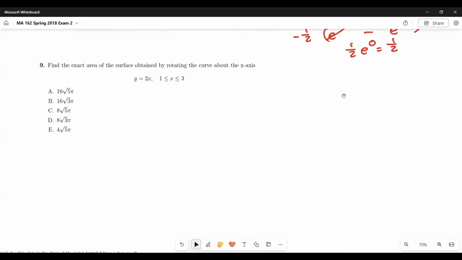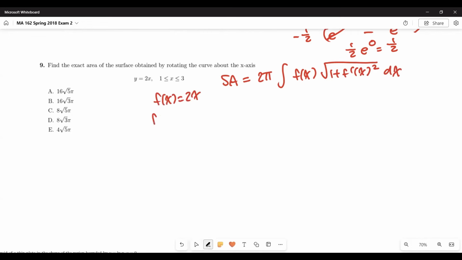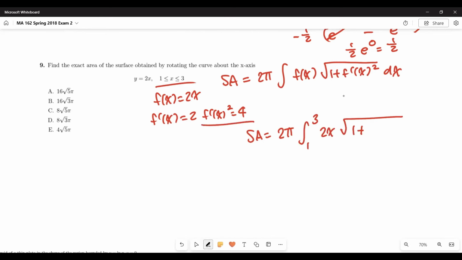Okay, so this question asks to find the exact area of the surface obtained by rotating the curve. So the surface area equation is, if you remember, 2 pi integral f(x) square root of 1 plus f prime x squared dx. So our f(x) is given as 2x, and f prime x will be just 2, and f prime x squared is equal to 4. So we have everything. So surface area is equal to 2 pi, integrating from 1 to 3, 2x square root of 1 plus f prime x squared, which is 4, so 1 plus 4 dx.